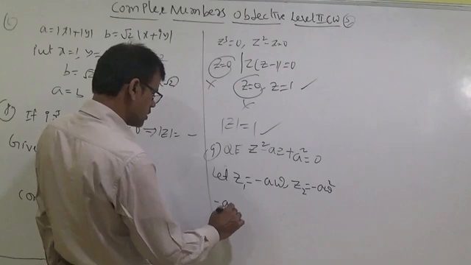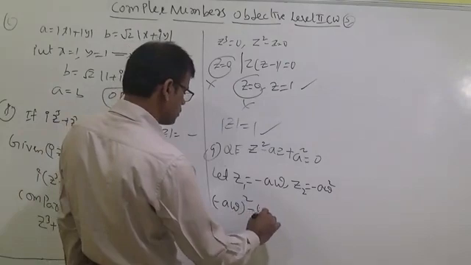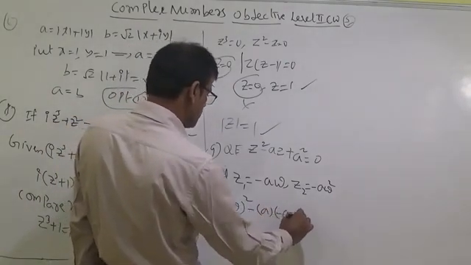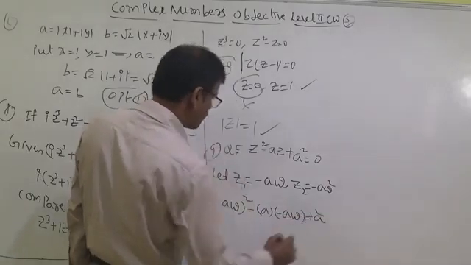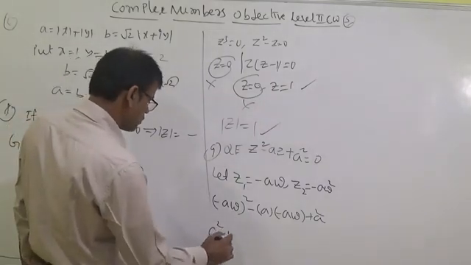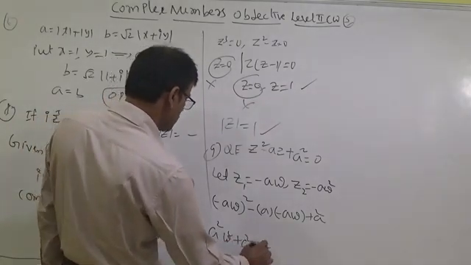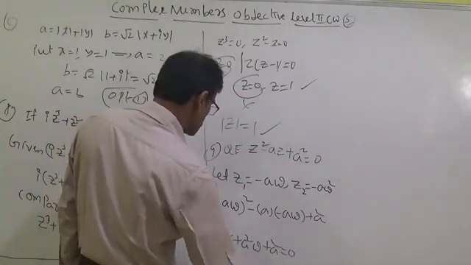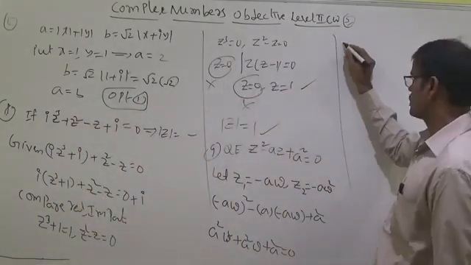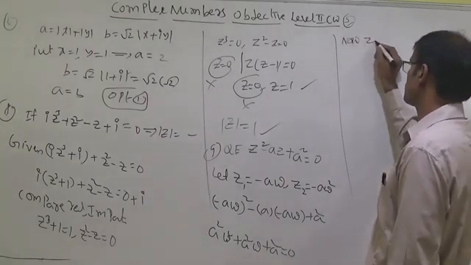Try to understand that minus a omega and minus a omega square are roots here. So minus a omega whole square minus a into minus a omega plus a square. I am verifying whether it is a root or not. Now you can understand here a square omega square plus a square omega plus a square. Of course it is 0 whenever you take a square as common. So Z1 is equal to minus a omega, Z2 is equal to minus a omega square, confirmed.